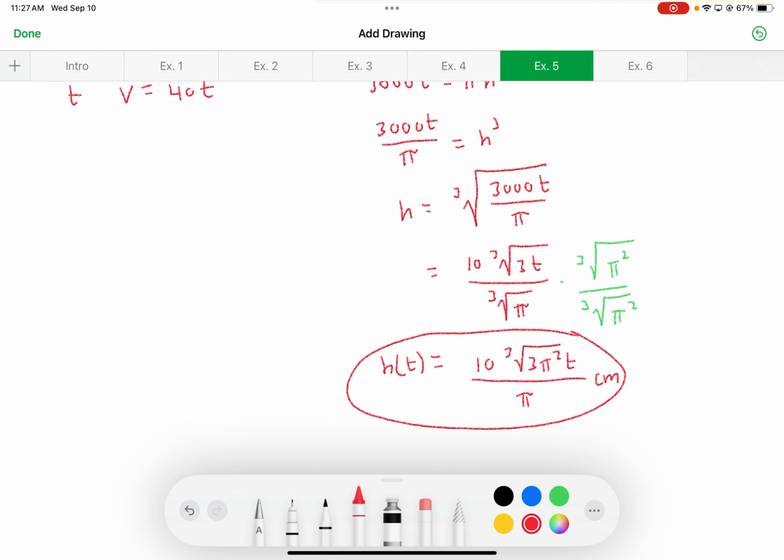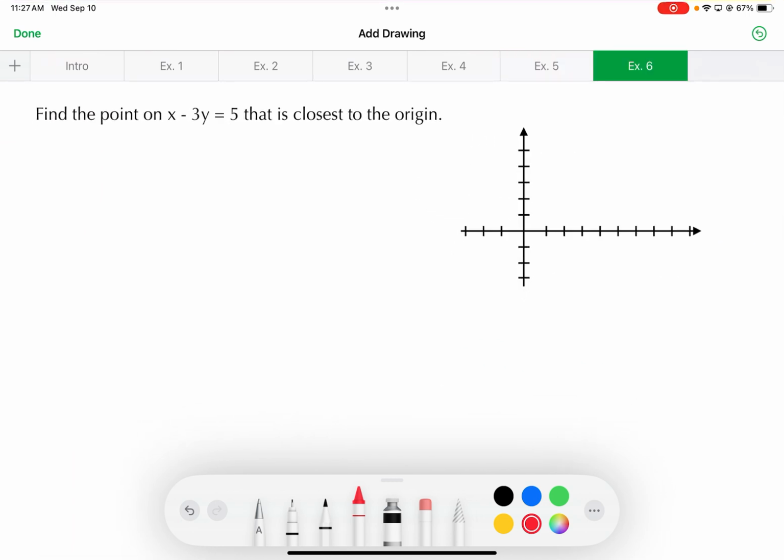All right, one more. Bear with me here. Okay, find the point on x minus 3y equals 5 that's closest to the origin. All right, so let's try to visualize this. That's a linear equation in standard form. Those are easy to graph if you find intercepts. If I make x 0, negative 3y would equal 5. That would mean y is negative 5/3. And if I make y 0, that means x would be 5.